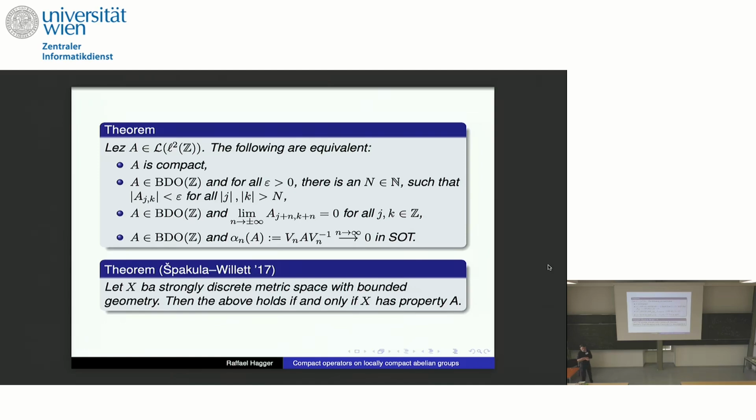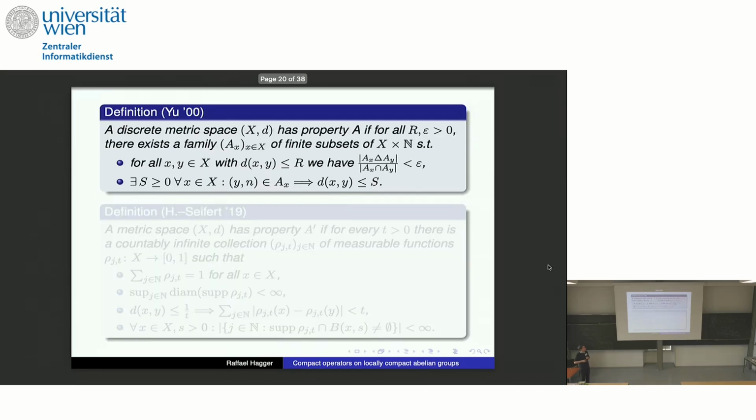Okay, so what is property A? Property A is really a geometric restriction that comes from coarse geometry. And this was introduced by Yu in 2000, and I don't want you to look at it too closely, but he used it to show that this implies coarse embeddability into Hilbert space, and this implies the strong Novikov conjecture, if that means anything to you. There are some connections, but it's not so important.